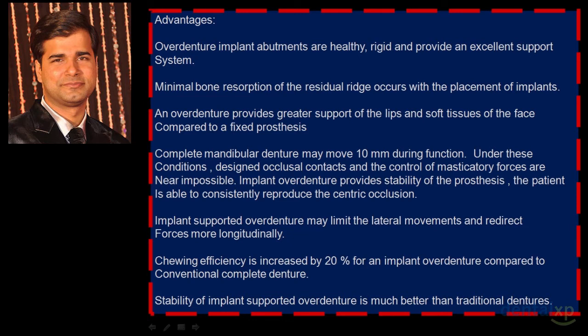Now, talking about the chewing efficiency, the chewing efficiency with an overdenture is improved by 20% compared to a conventional complete denture. The maximal occlusal force of a denture patient may improve by about 300% with an implant supported prosthesis. The stability of the overdenture is also improved when we compare that to a traditional denture.